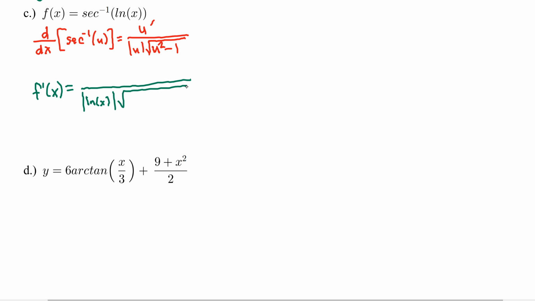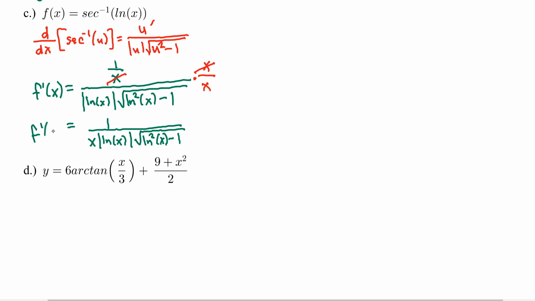Then we're going to have the square root of the argument squared, natural log squared of x minus 1, and now we're ready for the chain rule part, the derivative of the argument in the numerator. Well, the derivative of natural log of x is 1 over x. To simplify this complex fraction, we're going to multiply the top and the bottom by x, and this will give us 1 over, I'm going to move this little monomial term to the left, x times the absolute value of the natural log of x times the square root of natural log squared of x minus 1.